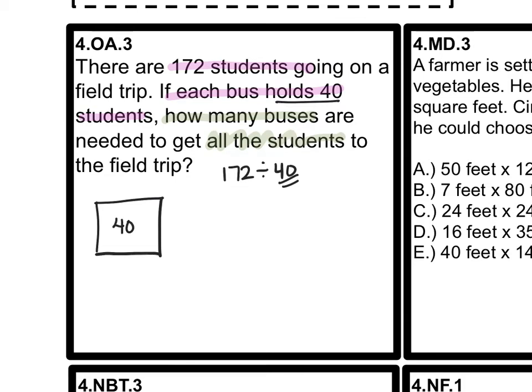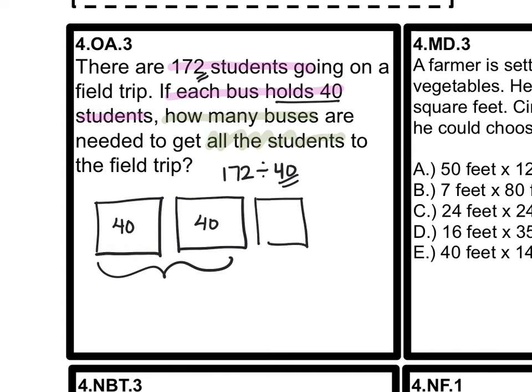So if I take one bus, this holds 40 students. Is that going to get all 172 students there yet? Nope. So I'm going to add another bus with 40 students. This now holds 80 students, which is still not 172. So I need to keep going. I'm going to add another bus for 40. 40 times 3 is going to give me 120. Still not enough. I still need to house 172 students. Okay, so I'm going to add another box here with 40. And sorry, they keep getting smaller and smaller.